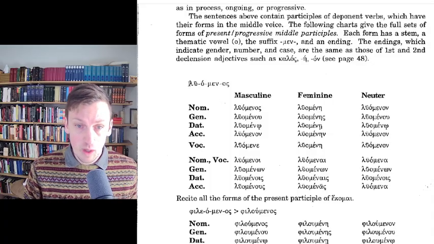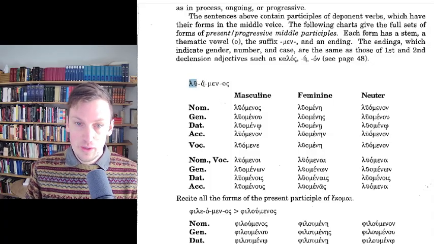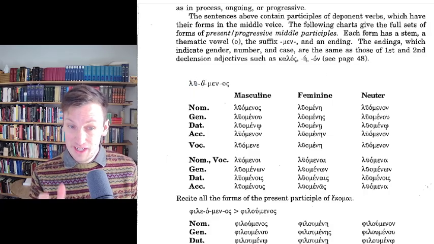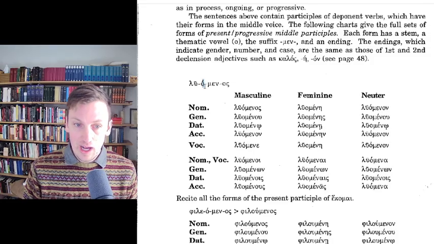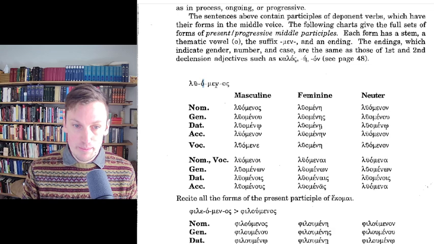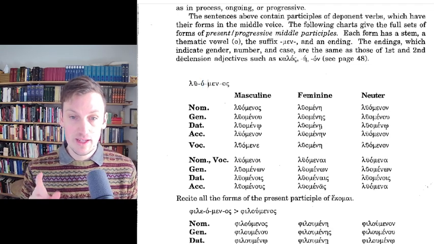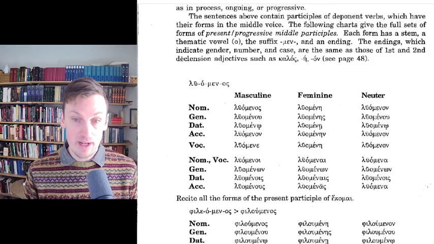So here you have luo. Lu is your stem from luo, to loosen. You have this thematic vowel, which you're going to pay attention to. That's going to change in future things. But you've got this thematic vowel for the present middle tense. This participle builder, men, that's actually the middle participle builder, so that's how we know it's middle here. Lu, men, and then you have your noun endings.